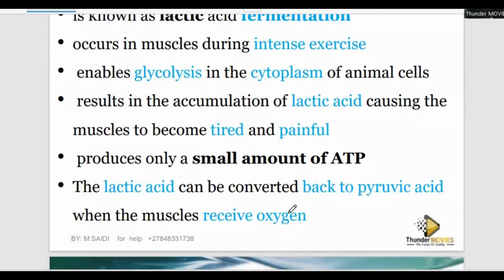Lactic acid is an acid, and acid is not supposed to be in our muscles. It's supposed to be excreted out of the body. Because the process of excretion is taking place at a low pace, it accumulates and causes this tiredness and pain in the muscles. It produces only a small amount of energy compared to aerobic. We have talked about this.